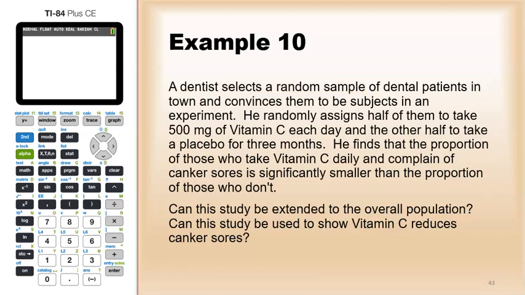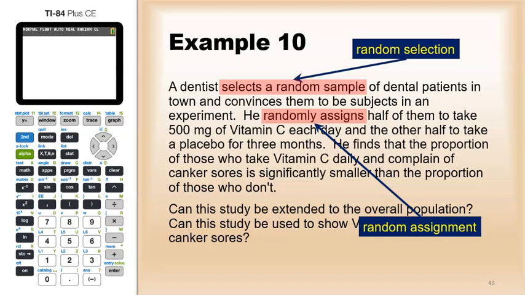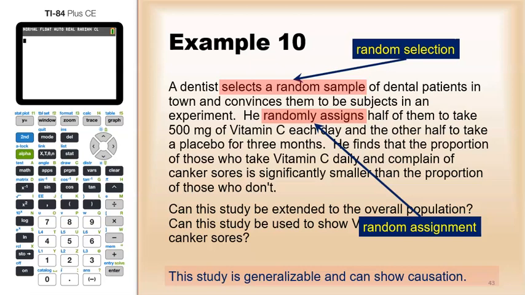Finally, a dentist selects a random sample of dental patients in town and convinces them to be subjects in an experiment. He randomly assigns half of them to take 500 milligrams of vitamin C each day and half to take a placebo for 3 months. He finds that the proportion of those who take vitamin C daily and complain of canker sores is significantly smaller than those who don't. Can this be extended to the overall population? Well, we have a random sample, so there's random selection, and we have random assignment. So this is sort of going to be the gold star because we have both. So this study is generalizable and can show causation.